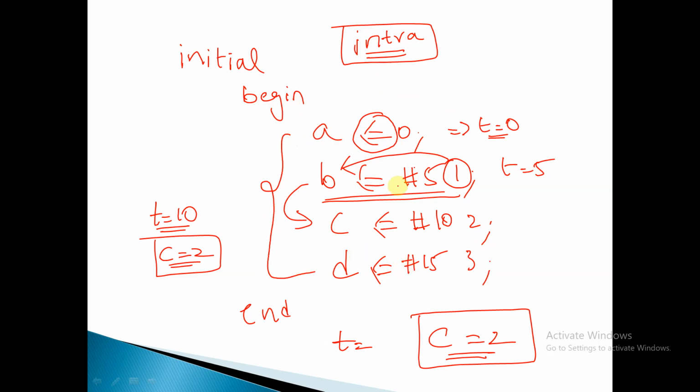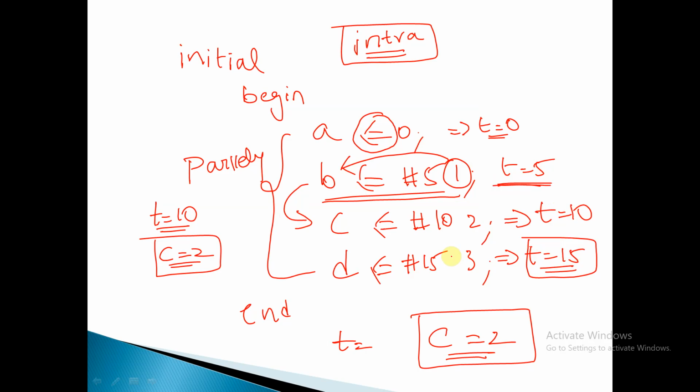If we are using this particular intra-assignment delay, everything is going to run parallelly, and A value will be updated at time t is equal to 0, and B value will be updated at time t is equal to 5, and C value will be updated at time t is equal to 10, and D value will be updated at time t is equal to 15 time units. So this is what is going to happen in the case of intra-assignment delays with non-blocking assignments.